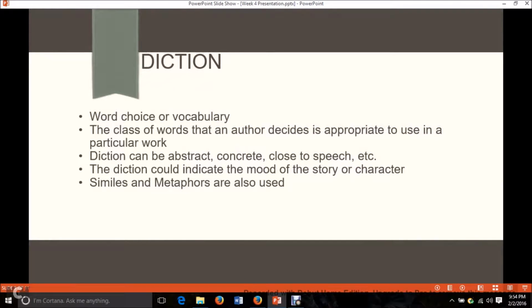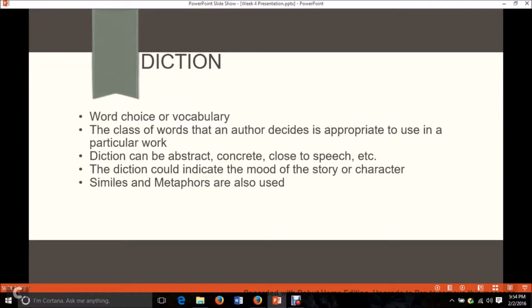So let's break these down. Diction has to do with word choice and vocabulary. So that's very specific, right? This is the class of words that an author decides is appropriate to use in a particular work. This could be in terms of a varied vocabulary, whether it is a vocabulary that seems pompous, a vocabulary that is very young and even babyish. It could be a vocabulary that's very angry. So you get this overall impression just by the word choice in the story.